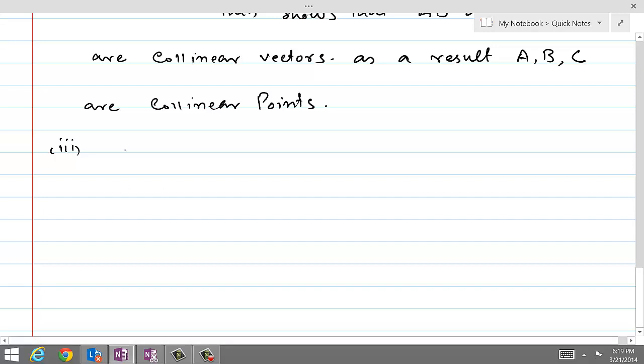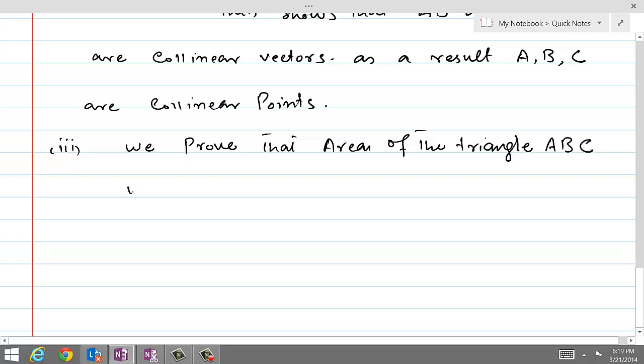So we prove that the area of the triangle ABC is 0 if A, B, C are collinear points.